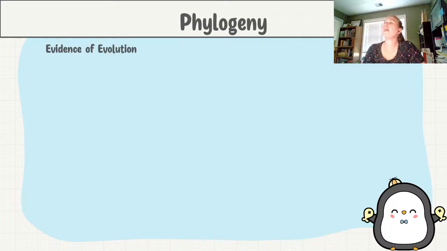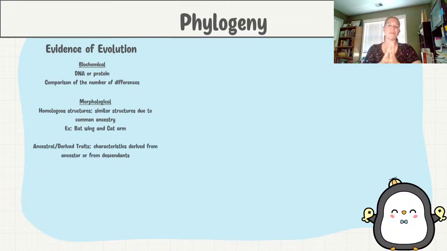Okay, so phylogeny. There's a couple different pieces of evidence we could use. You could do biochem, which includes DNA or protein. So you're comparing the number of differences. We also have morphological, so you can look at homologous structures. These are the structures that are similar due to common ancestry. So a bat wing and a cat arm, they still have the humerus, the radius, the ulna. They've got all these same bone structures. Because they have those same structures, they are slightly different in functionality, but they are the exact same structures, which shows us morphologically we have homologous structures. They come from the same common ancestor, which is why we have those same traits.